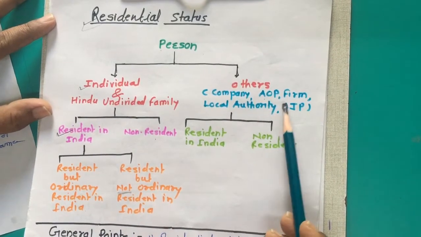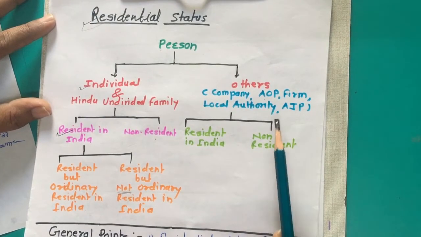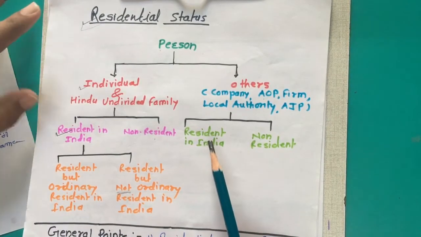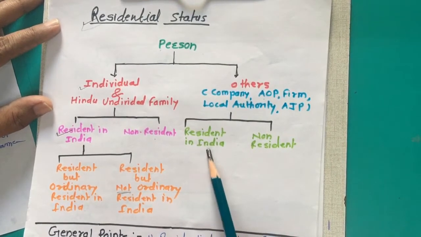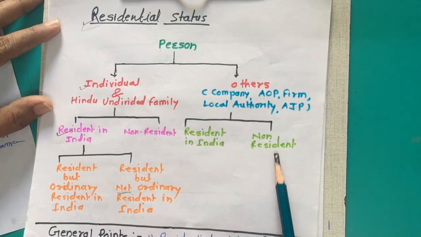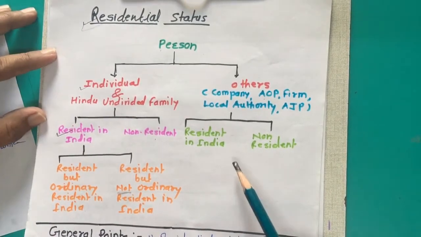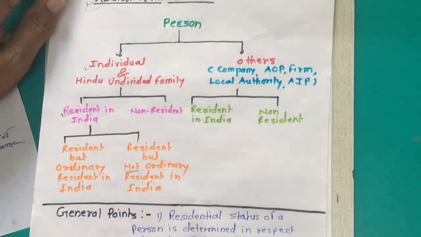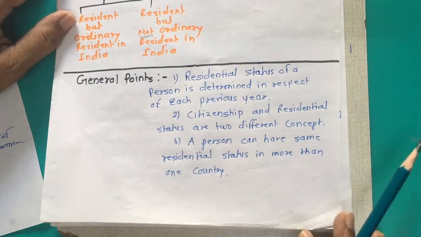Others, that is company, AOP, firm, local authorities and artificial juridical persons, are classified in two categories of residential status. First, resident in India, and second, non-resident in India. These are the classification of residential status of a person. For consideration of residential status of a person, some general points are to be considered.